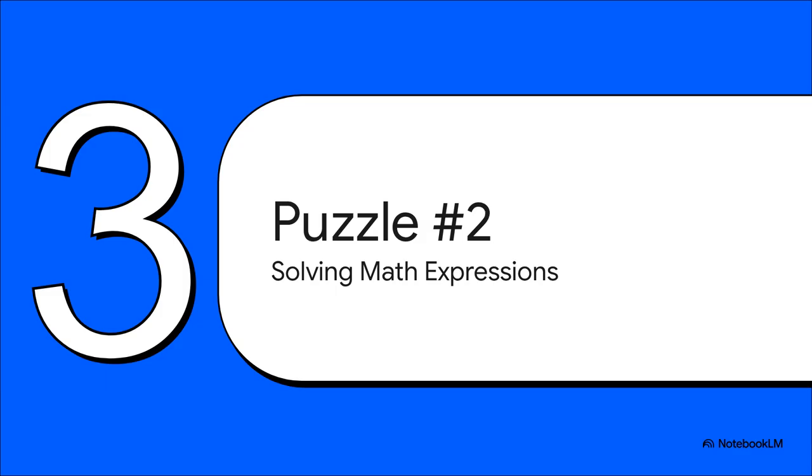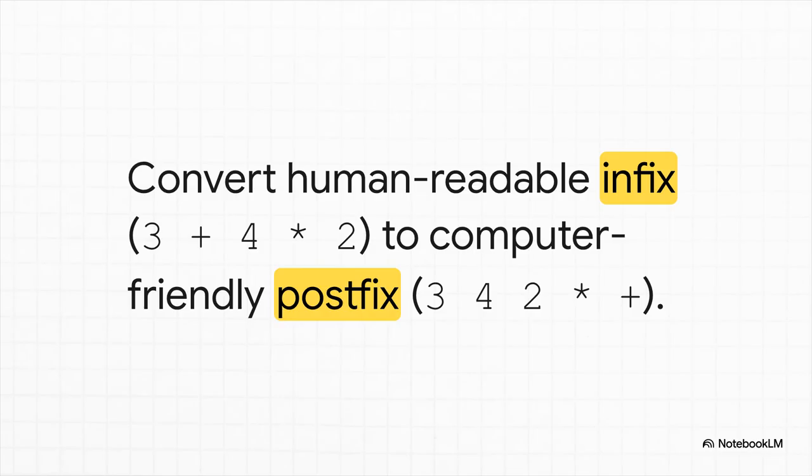Now let's really level up and use the exact same tool to solve that calculator problem, to make sure a computer evaluates a math formula in the right order. For this, we're going to use a really famous algorithm from the legendary Edsger Dijkstra. It's called the Shunting-Yard algorithm. Now, its whole job is to take an expression that's easy for us humans to read, called infix, and convert it into a format that's super simple for a computer to handle, called postfix.